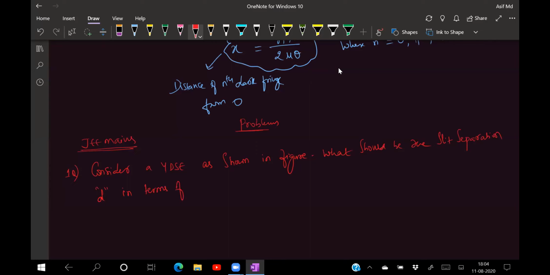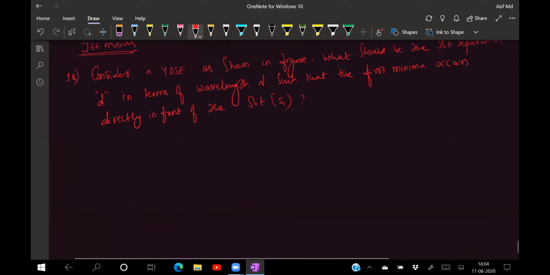in terms of wavelength lambda, such that the first minima occurs directly in front of the slit S1?